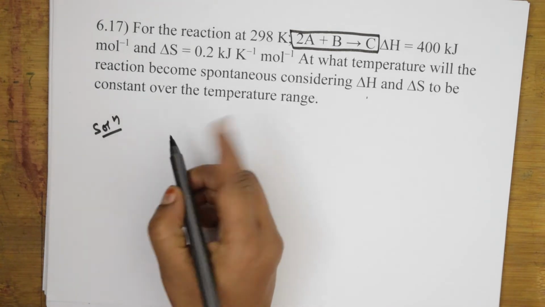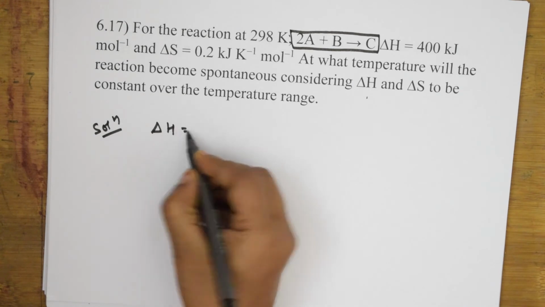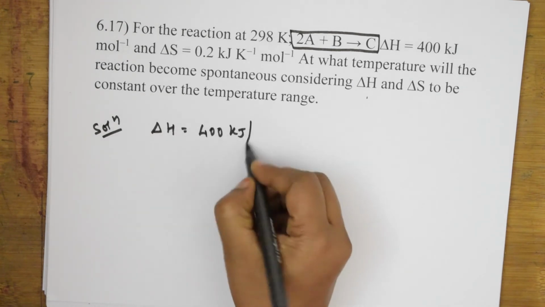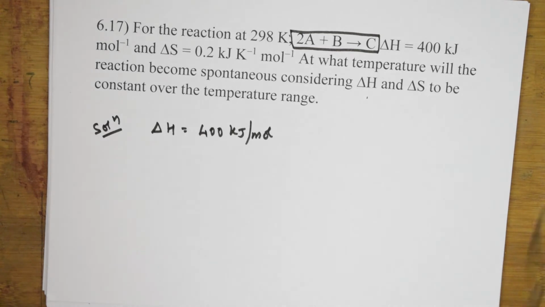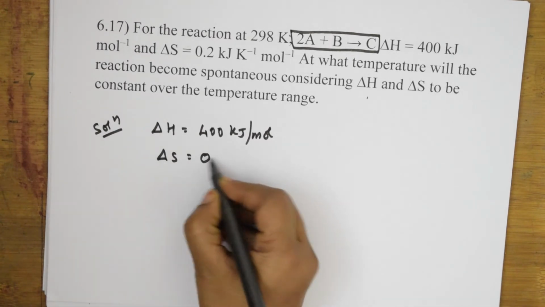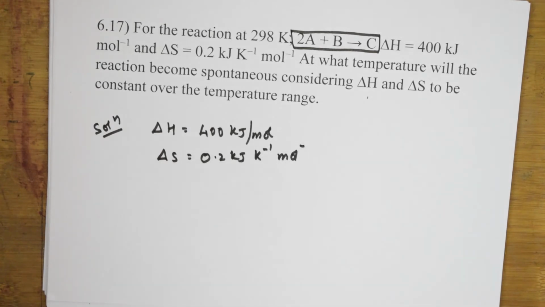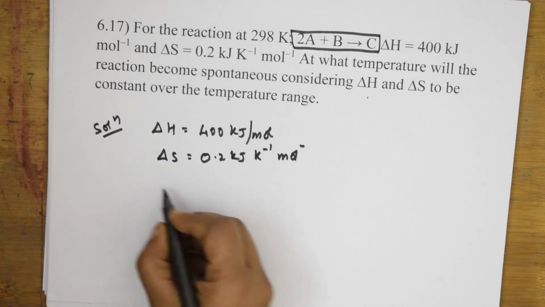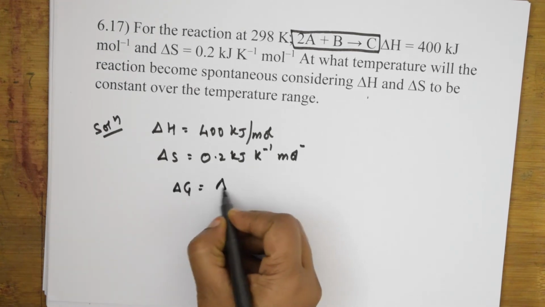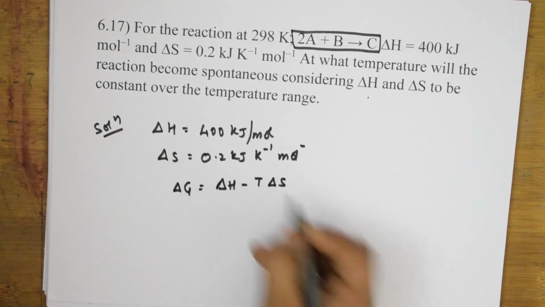Let's write. So what data is given? Let's note. First of all, how much is delta H given? Delta H is 400 kilojoules per mole. Then they've given delta S value. Delta S value is how much? It is 0.2 kilojoules Kelvin inverse mole inverse. So what temperature should I find? What is the formula which is relating all this? It's nothing but Gibbs free energy change. So delta G is equal to delta H minus T delta S.